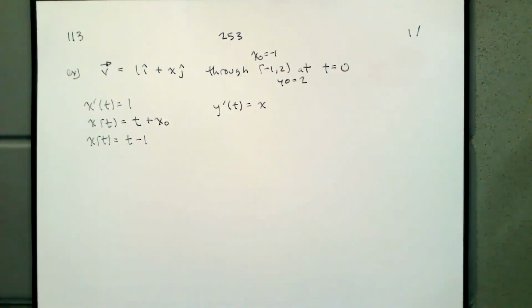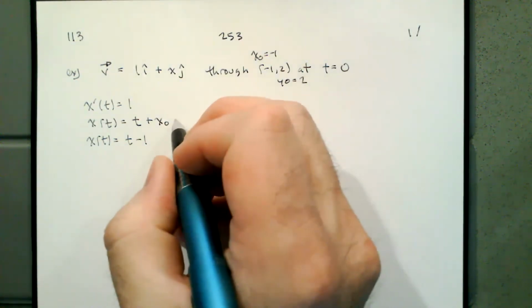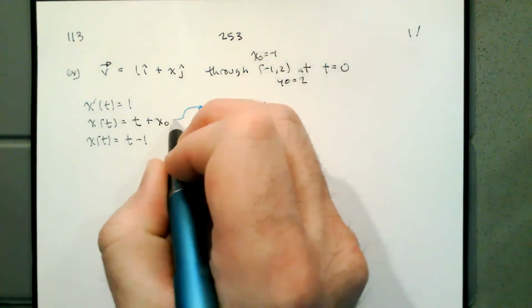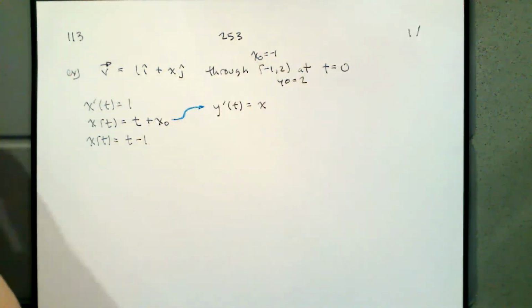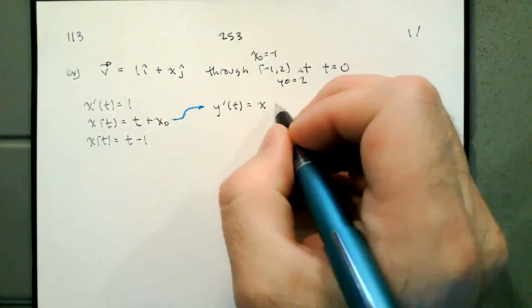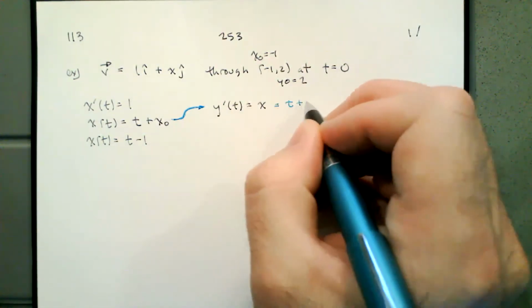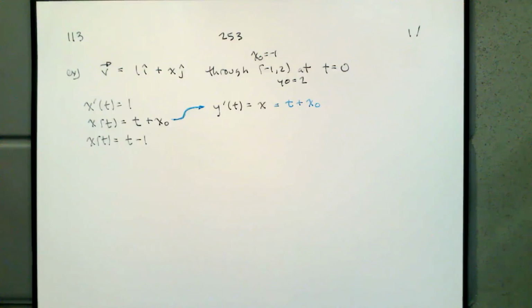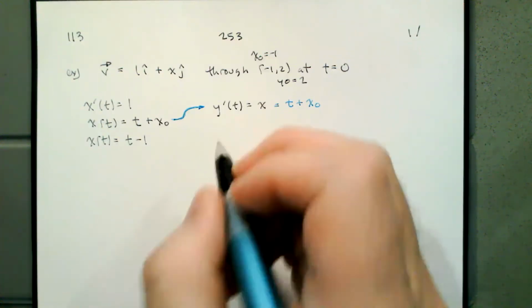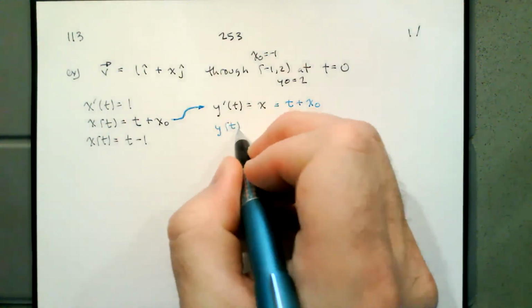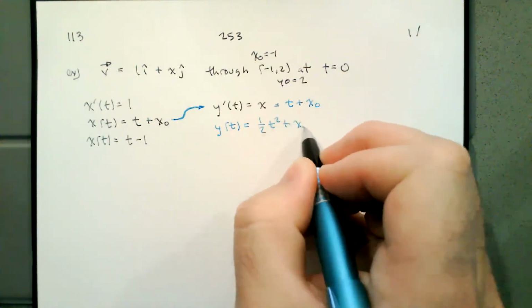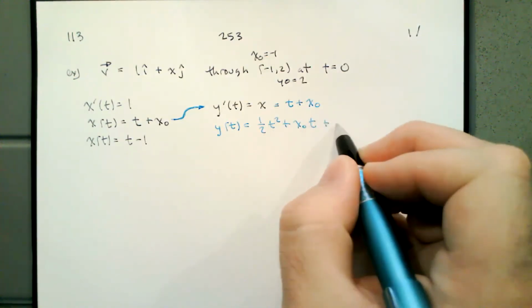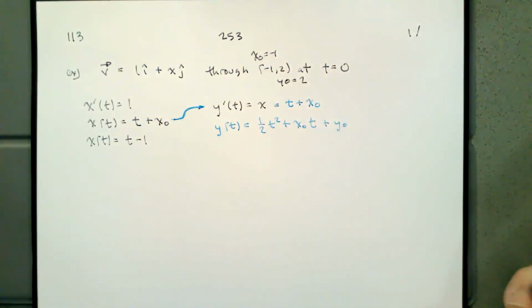So we can look over to the side and we see that x is equal to t plus x naught, and we can just put that into our y prime. So I'm going to write y prime as t plus whatever we started with in the x. Now we can write down y of t, and that'll be a 1/2 t squared plus x naught times t plus whatever y is when t is equal to 0.